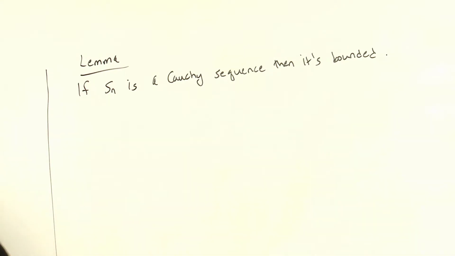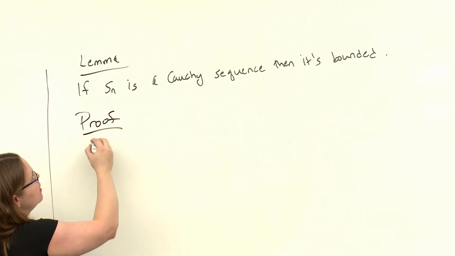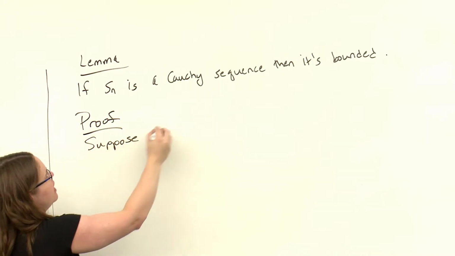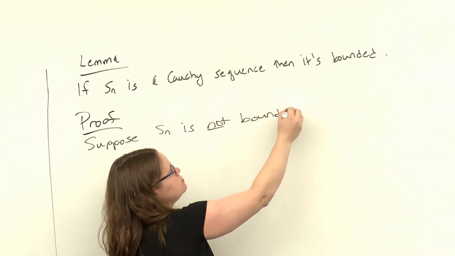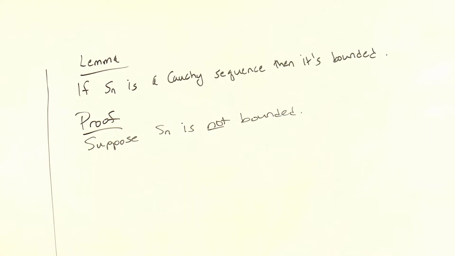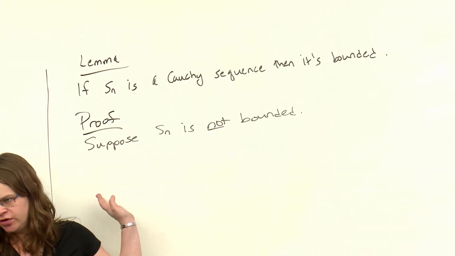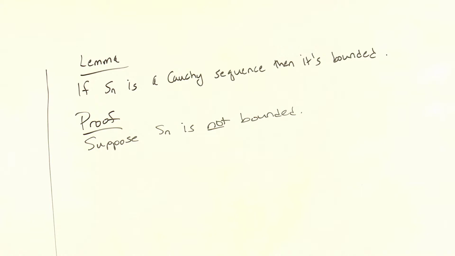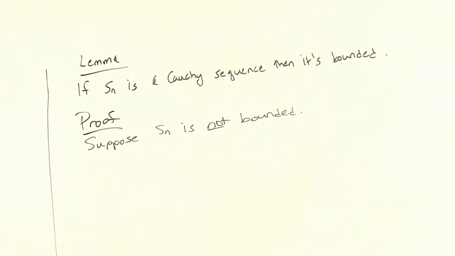Okay, I'm going to do this by contradiction or contrapositive, whatever you'd like to call this argument. I'm going to say, let's suppose actually Sn is not bounded. Okay, so we started with the sequence that's Cauchy. I'm going to assume it's not bounded and show that that leads to a contradiction, that actually then it's not Cauchy after all. Okay, so we're going to break the definition of the Cauchy sequence.